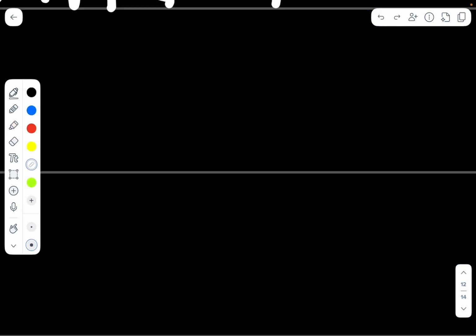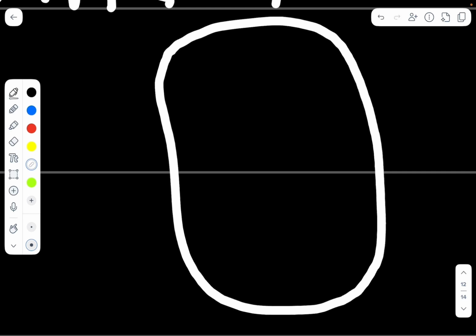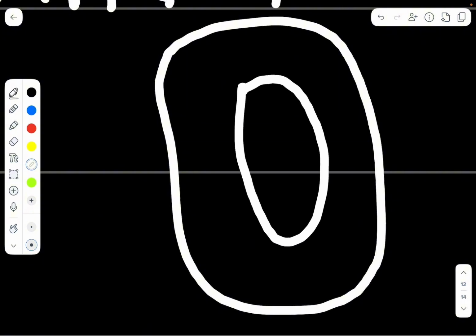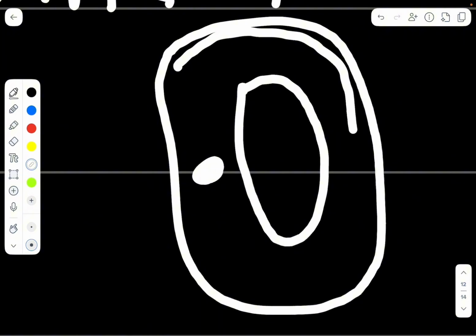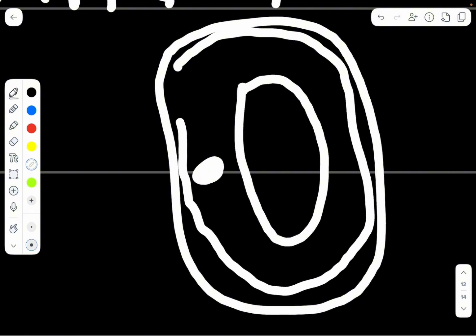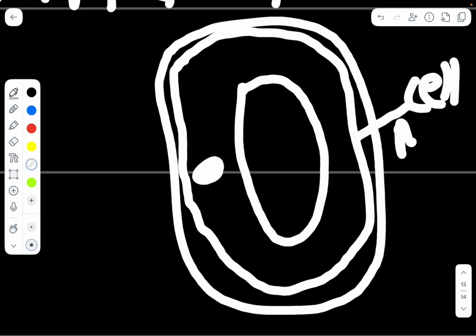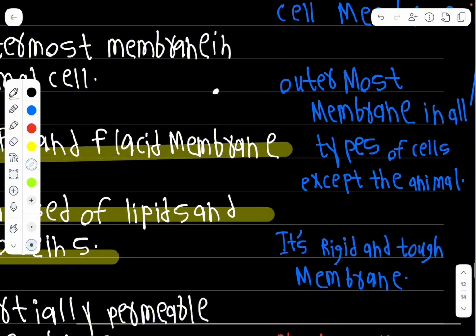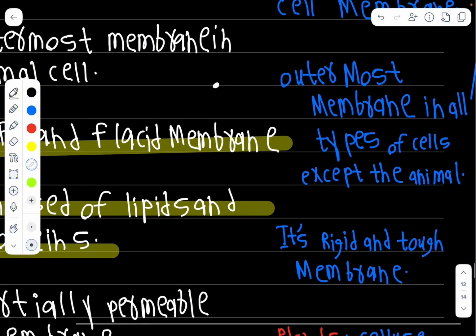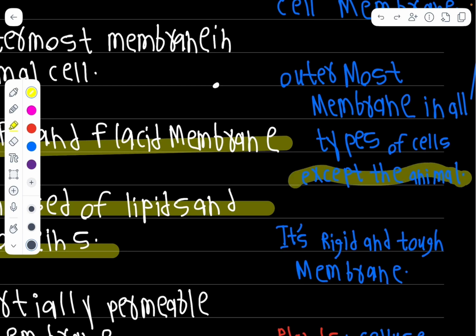So if this is our cell, this is our cell wall, this is the vacuole, as we have studied in our previous sessions. Now we can see this is the nucleus. So there's another layer, this you can see over here. This is the cell membrane. And it is present in all types of cells except animal cells.